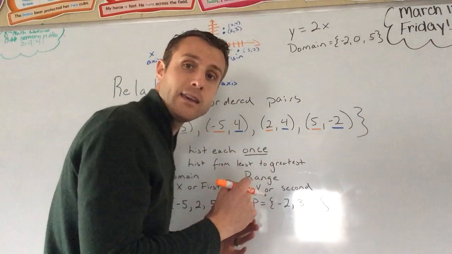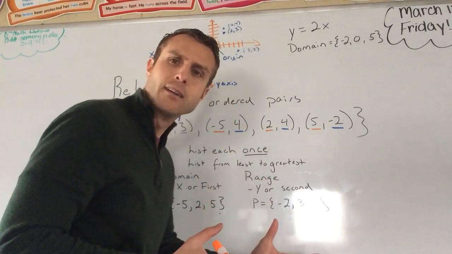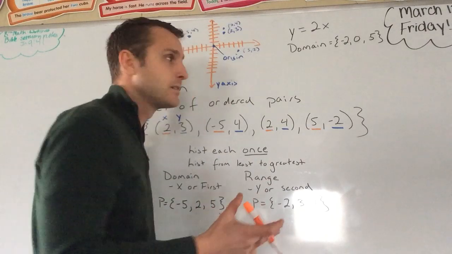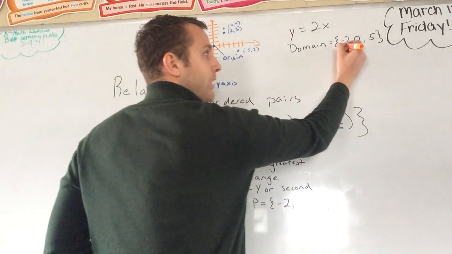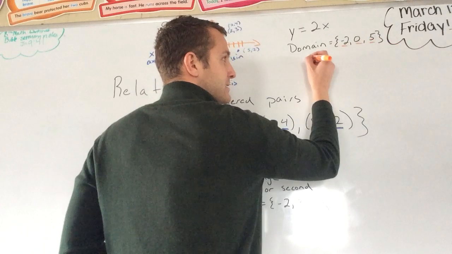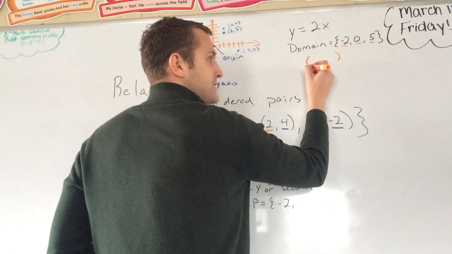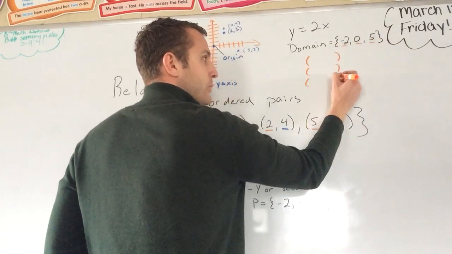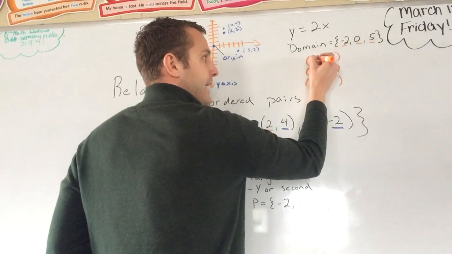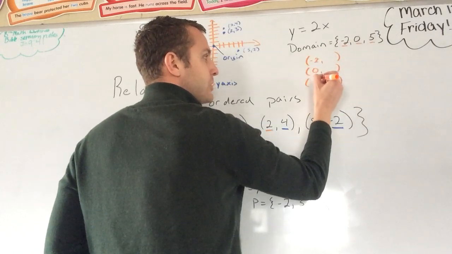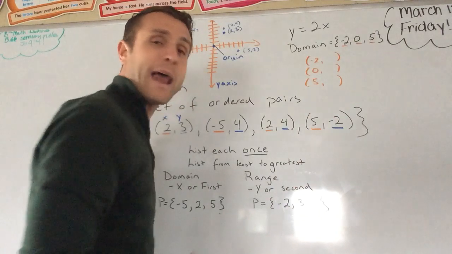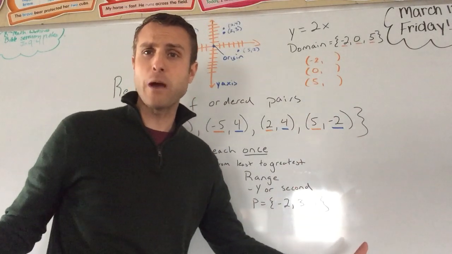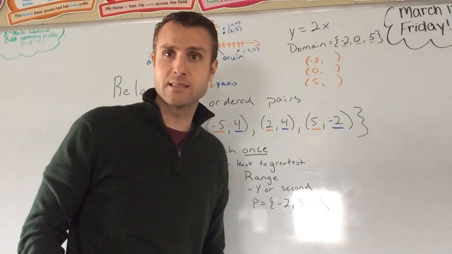Remember, my domain is my x, or my y? It's my x. So it's already giving me all of my x's. So I'm going to write out, since it gives me 3 numbers, 3 ordered pairs, and it gives me an x for each ordered pair. But how do I find my range? How do I find my y if it only gives me my x's?